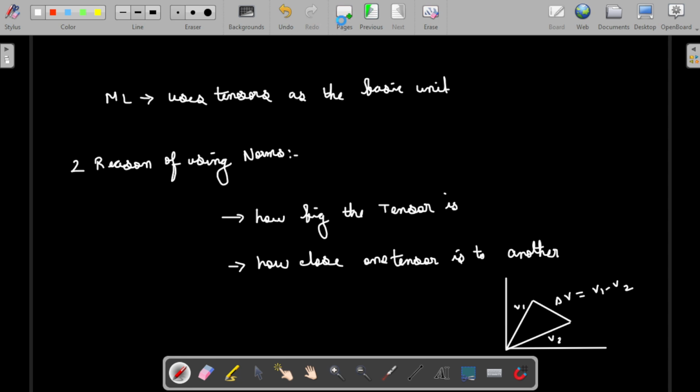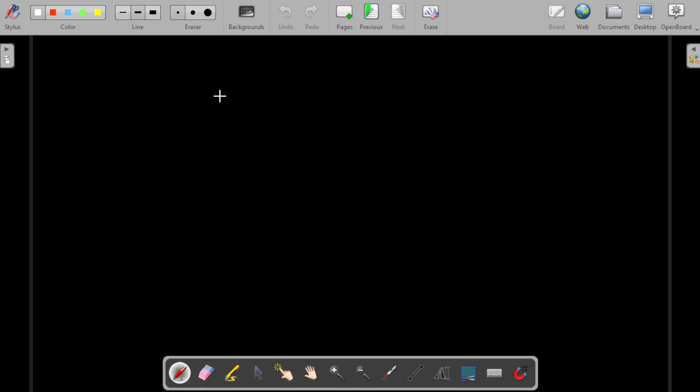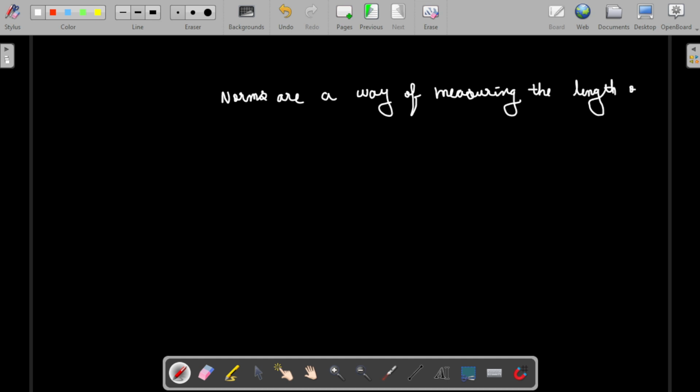So let's get into the exact definition of norms. Norms are a way of measuring or representing the length of vectors.